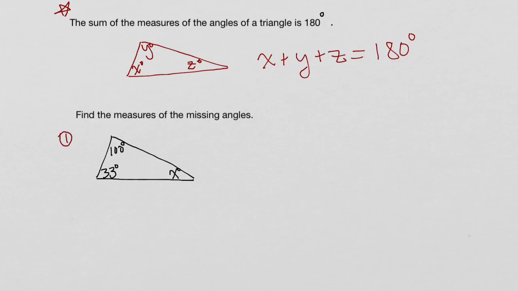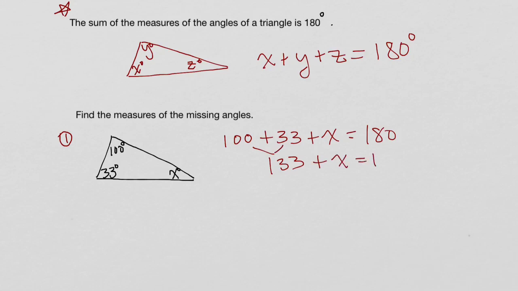Okay, so let's see if we can find some missing measures of angles. We have a triangle here. Two of the angles are given, 100 degrees and 33 degrees, and we're asked to find what x is. So using the property that we just learned, that the sum of the angles has to equal 180, you can actually write yourself an equation. 100 plus 33 plus x has to equal 180. So 133, if you add these two together, plus x equals 180. And then using what we know to solve an equation, you can subtract 133 from both sides, and we get x equals 47 degrees.